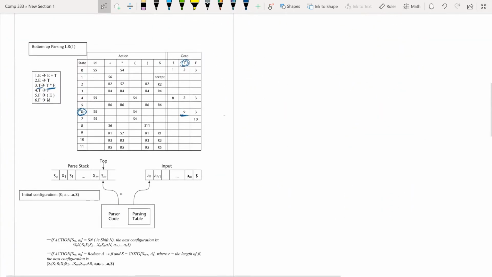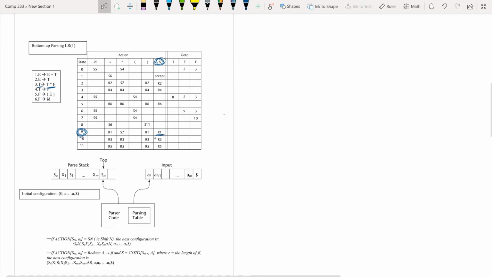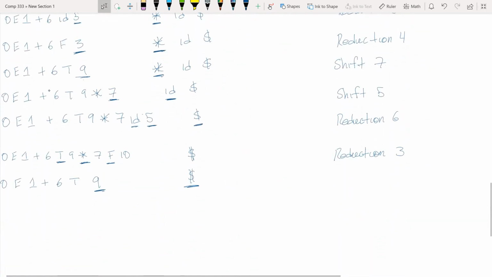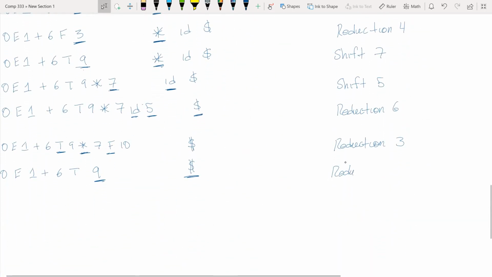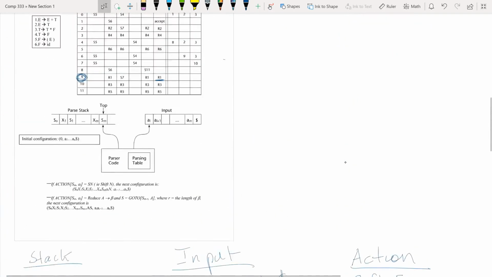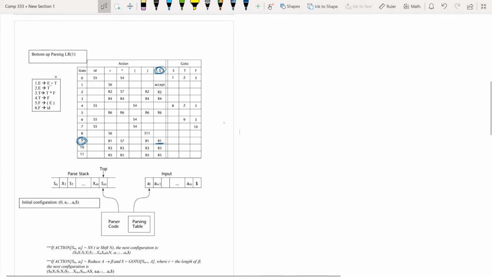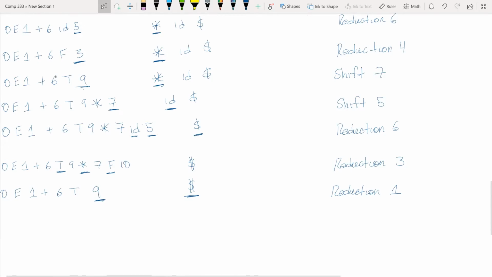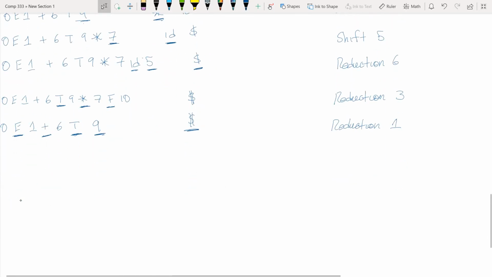So we go up to the big table again, erase the stuff. We look at the 9, and we look at the money sign. So we get reduction 1. Since we're up here, let's go down and write it. So this is reduction 1. In the little table, reduction 1 says that e plus t turns into an e. Do we have that? Oh, look, e plus t turns into an e.